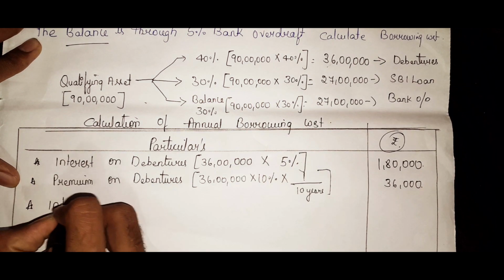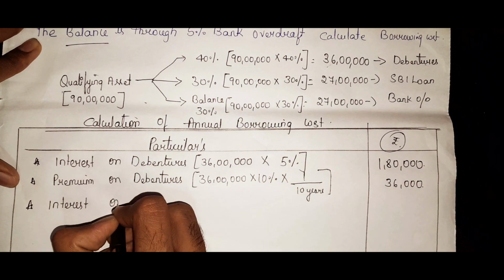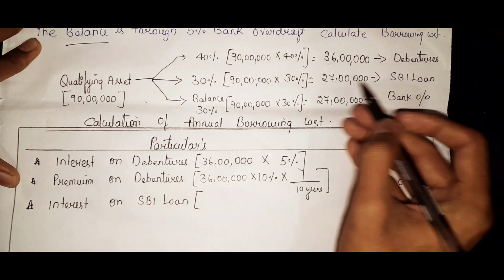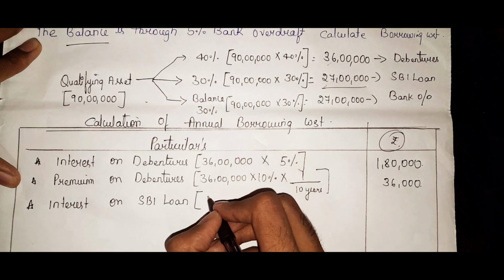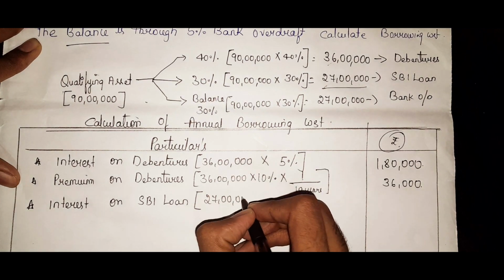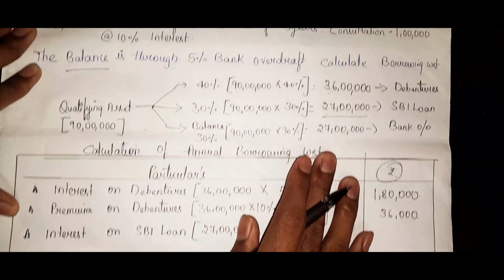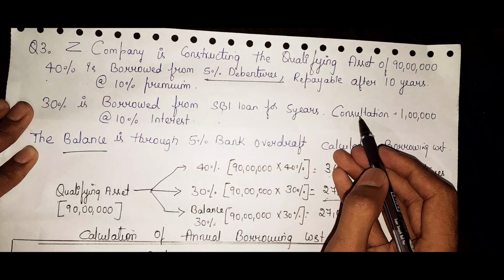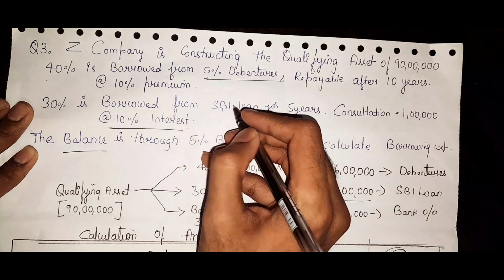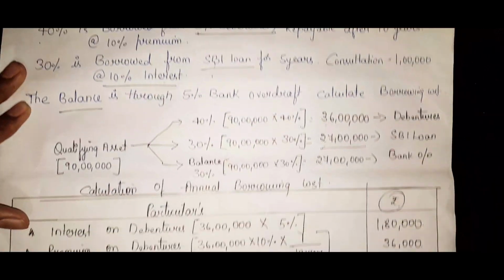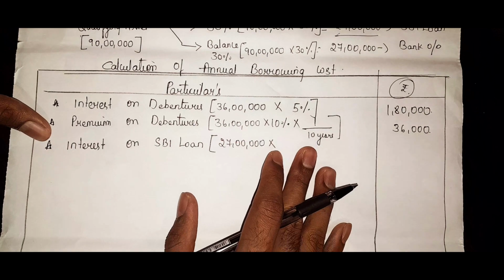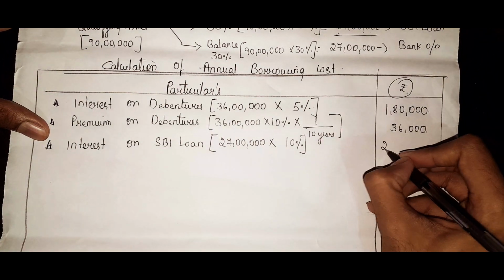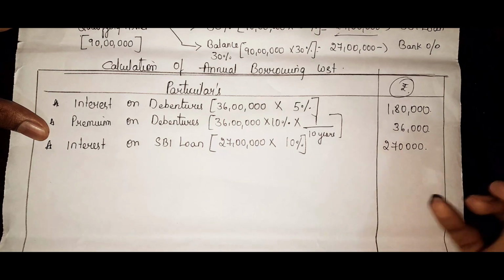So it will be interest on SBI loan. What is the total SBI loan? Total it is 27 lakh. 27 lakh into what is the interest from SBI loan? 10% interest. So SBI loan is 10% interest we have to pay on the SBI loans. So 27 lakhs into 10%, it will be 2,70,000.